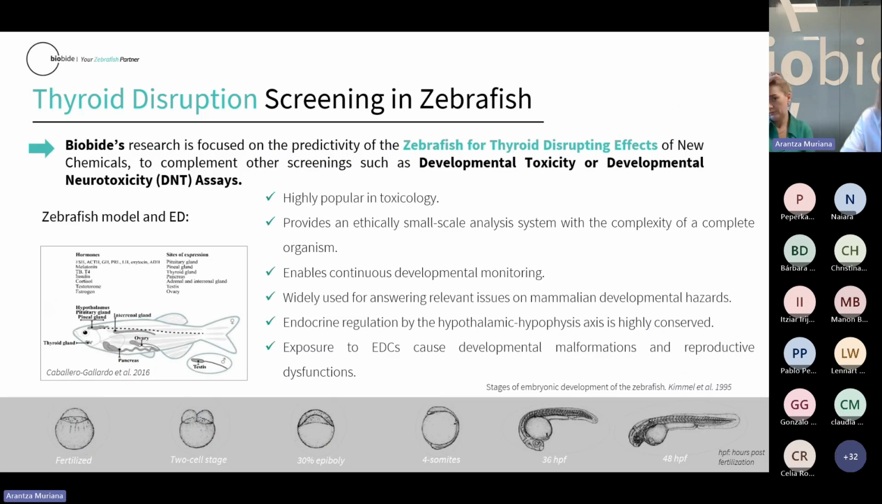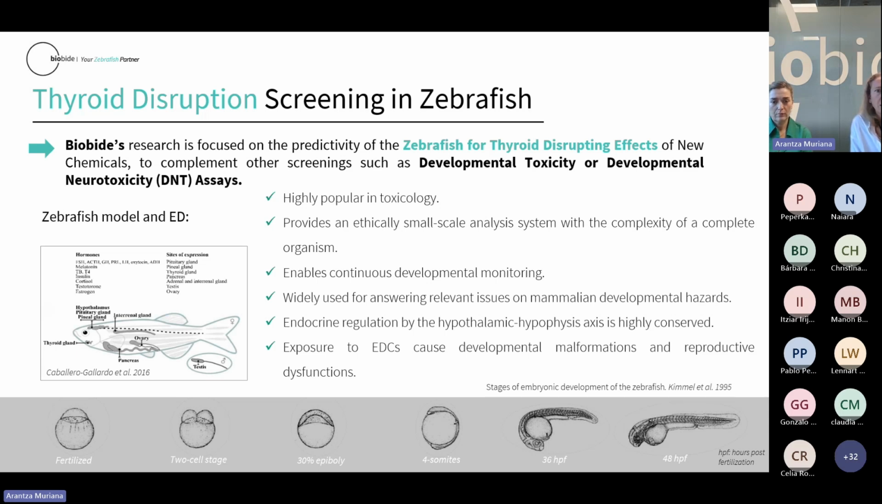So our research is focused on the productivity of the zebrafish for thyroid disrupting effects of new chemicals to complement other screenings such as developmental toxicity or developmental neurotoxicity assays. So we can consider that there is an increasing interest in the zebrafish as a model for endocrine disruption because it is highly popular in toxicology.